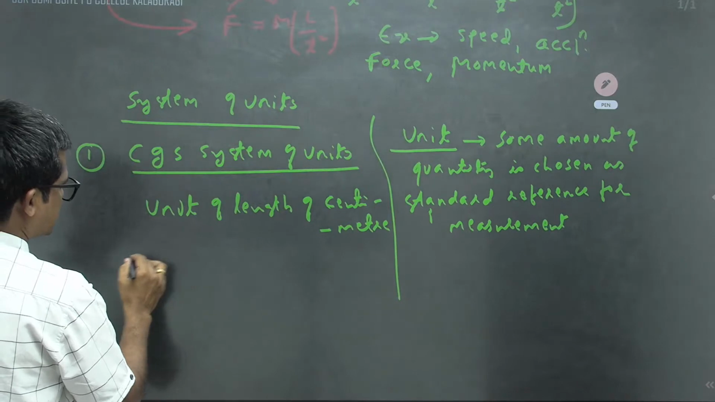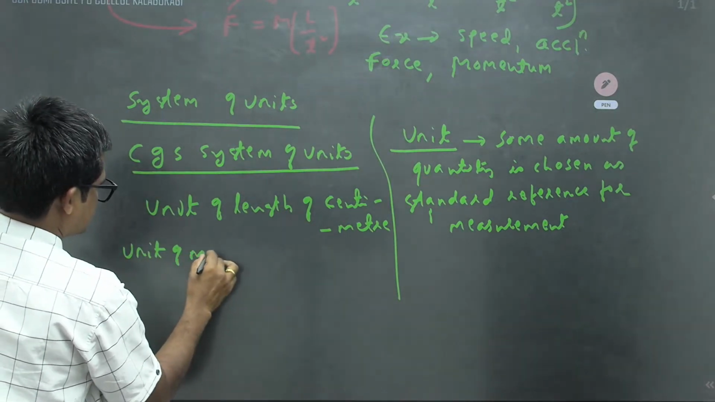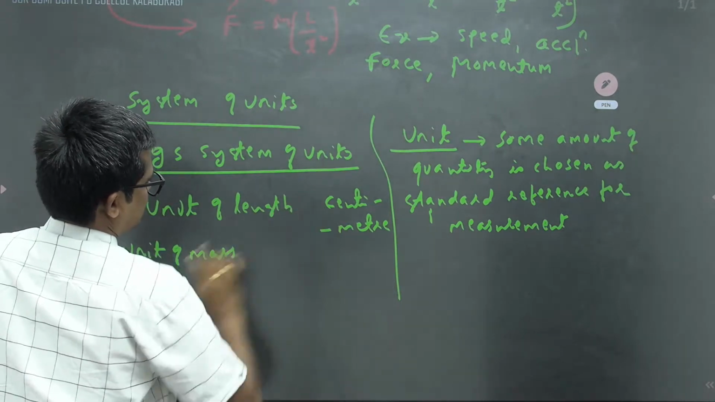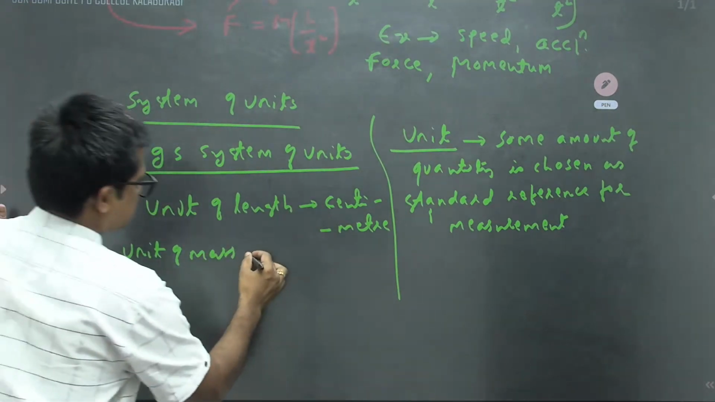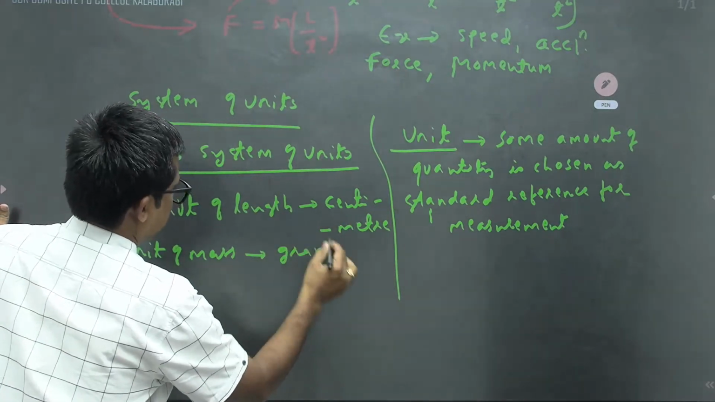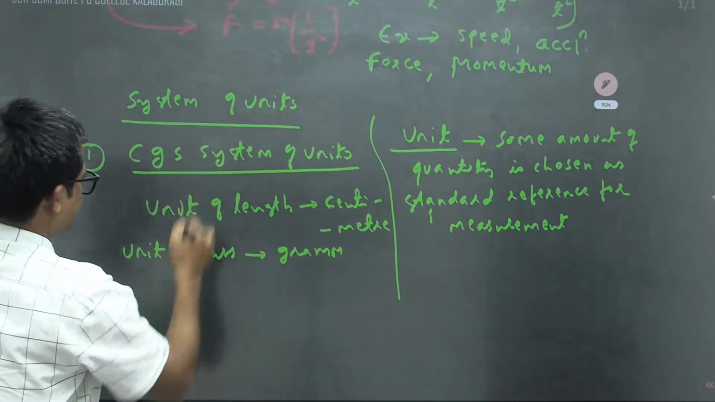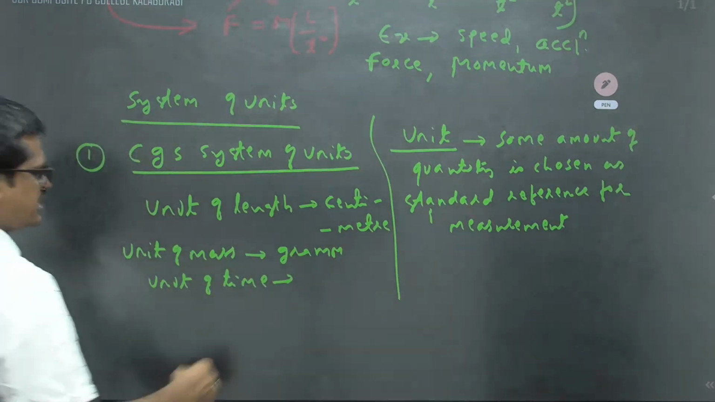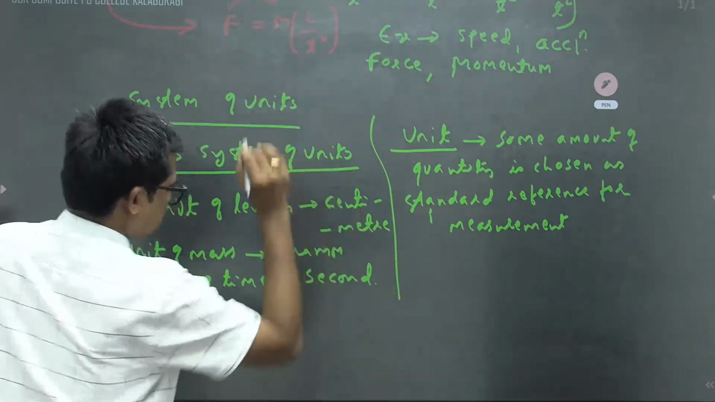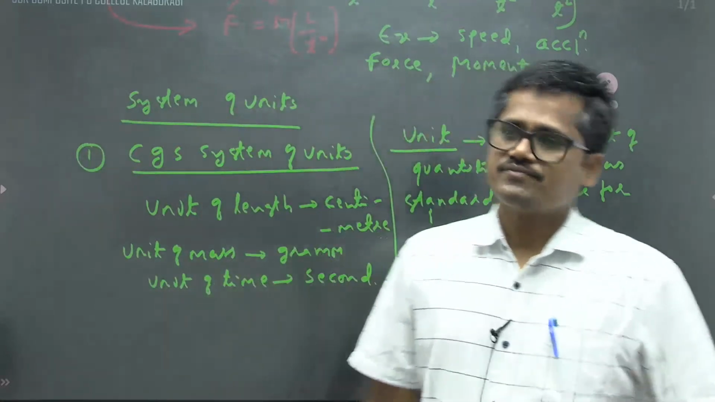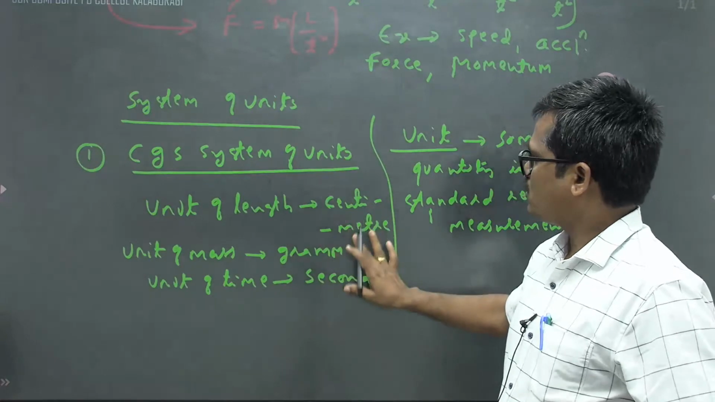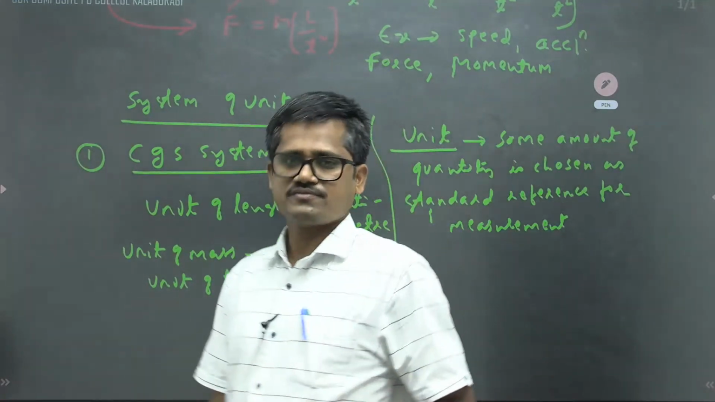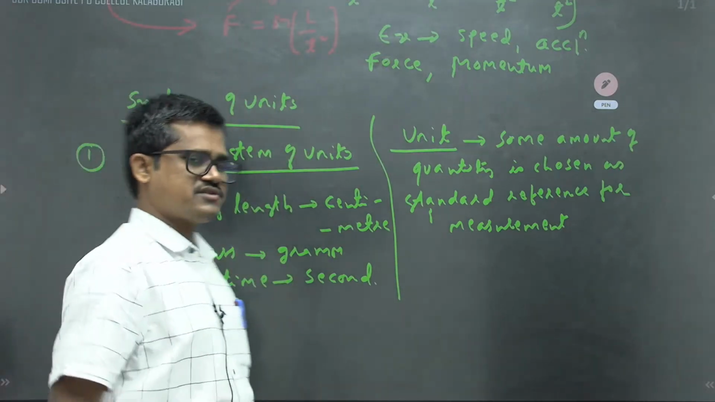Unit of mass is taken as what? Unit of length is taken as centimeter. Unit of mass is taken as gram. Right? Okay, the unit of time in this system has been taken as second. These are all the fundamental units. Unit of length is centimeter, unit of mass is gram, unit of time is second. It is the CGS system of units, right?